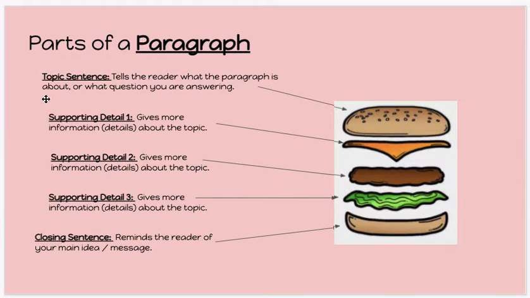We have a topic sentence at the beginning that tells the reader what the paragraph is about. Then in the middle, we have the supporting details. They give more information about the topic. Those are really the interesting parts, kind of the meat of the paragraph. The cheese, the meat, the lettuce, all that good stuff. And finally, at the bottom, holding everything together, we have a closing sentence that reminds the reader what your main idea or message is.